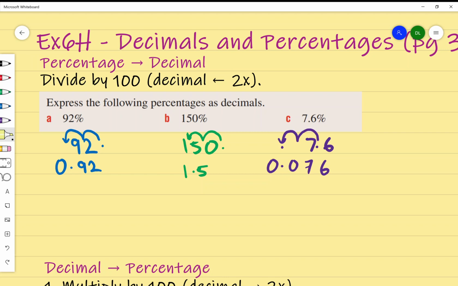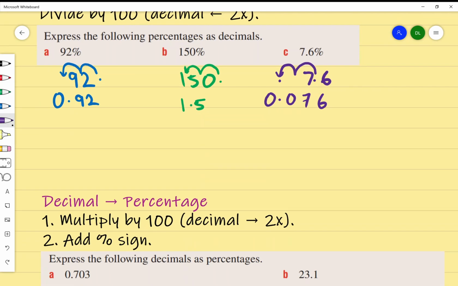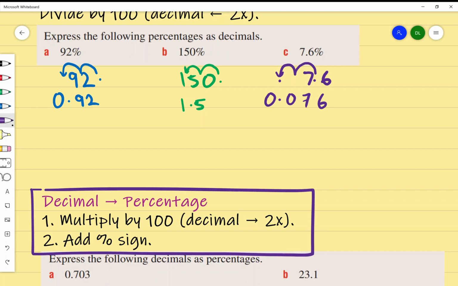Now, before we continue, does anyone want to guess what the process is if we're going from decimal to percentage? Correct. We do the opposite. Can I get you guys to write that down as well? If we're going from decimal to percentage, so we're going the other way, you're going to want to multiply by 100, Noah. Multiply by 100, which is the same as moving the decimal place right 2 times. And then add a percentage sign at the end.